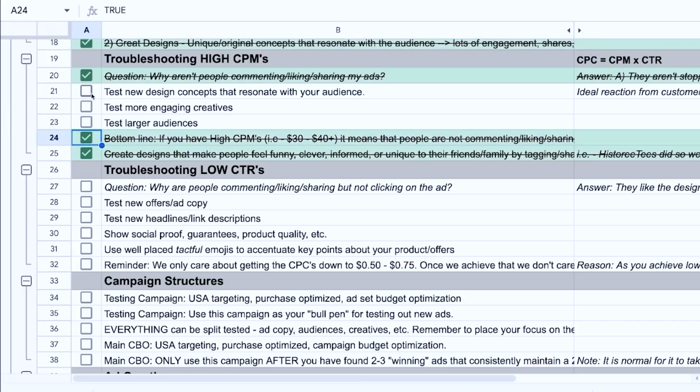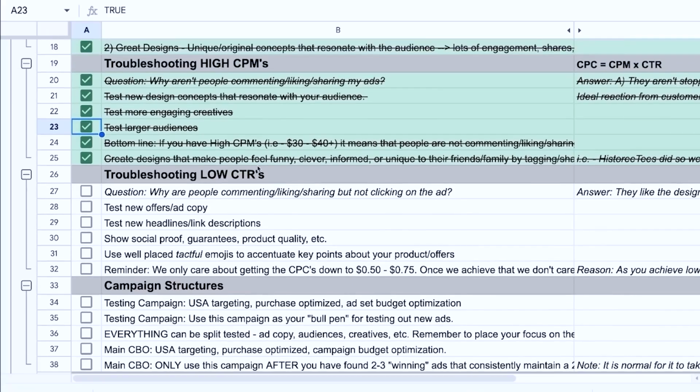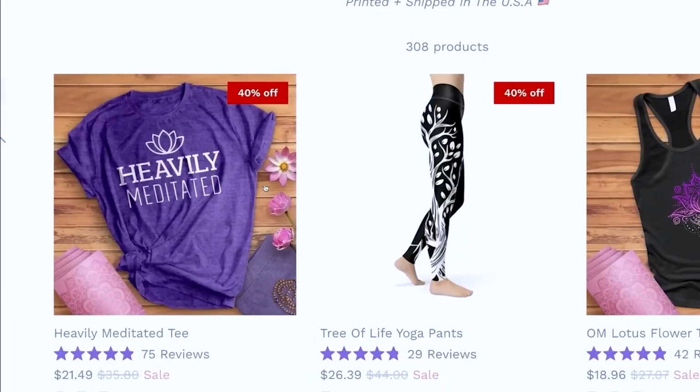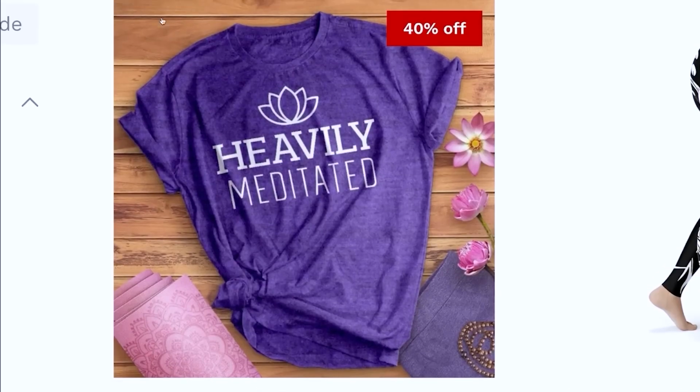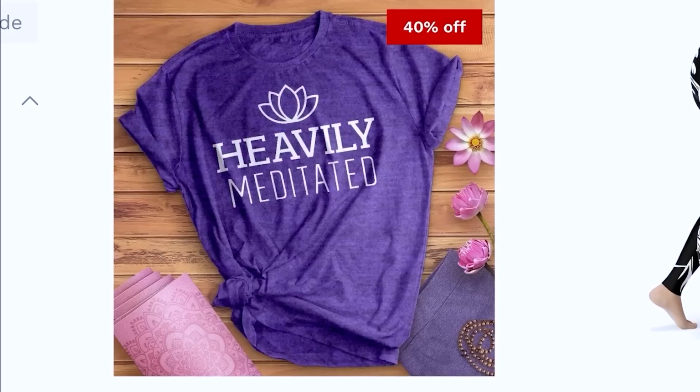Another thing you can do is test new design concepts that resonate with your audience, test more engaging creatives, and test larger audiences. And a note on mock-ups that I want to show quickly when it comes to the ad creative. This worked really well as ad creative for a couple of main reasons. It didn't have this 40% off thing here. To give you a frame of reference, this took us a couple of weeks of back and forth with designers before we really got this dialed in.